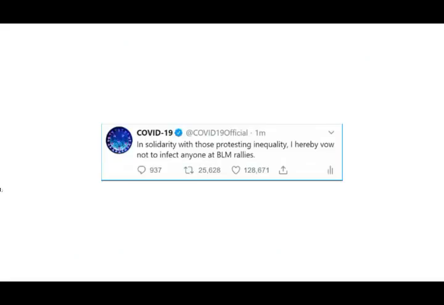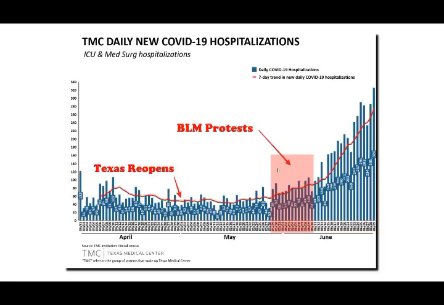The parody site Babylon Bee created a fake COVID-19 Twitter account. "In solidarity with those protesting inequality, I hereby vow not to infect anyone at BLM rallies." Dr. Fauci has no problem telling people not to go to Trump rallies, but he never said a word about people not going to BLM rallies. There's pretty strong circumstantial evidence that the BLM protests did lead to a huge spike in infections. This didn't occur after the state reopened, it happened after the rallies.